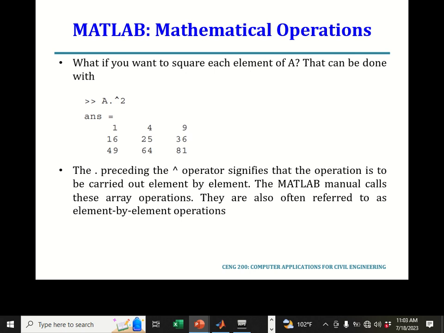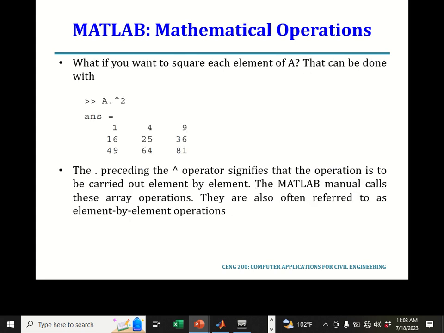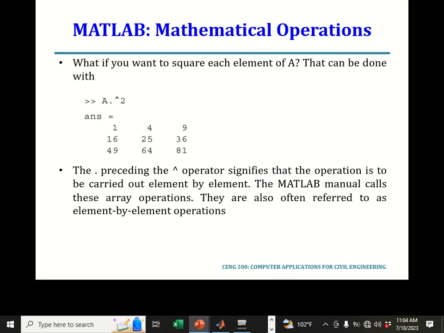This is A dot square, and then you see A square. You see the difference? What is the first element here? 10, right? Oh, sorry, 30. And what is the first element here? 1. What is the second element here? 66. And second element here? 16. Okay. So dot will take each element and then do whatever you want to do.